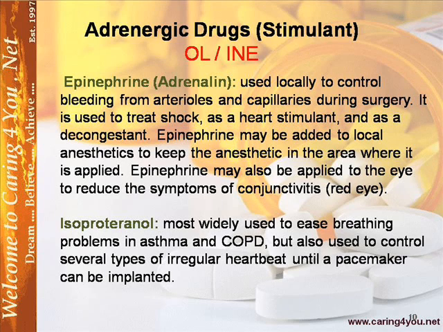Then we have our isoproterenol. This is most widely used to ease breathing problems in asthma and COPD, but also used to control several types of irregular heartbeats until a pacemaker can be implanted. Now, I'm only using a couple of drugs here to prove my point. Just when you see an OL medication or a medication ending in INE, put it in your adrenergic drug classification category.